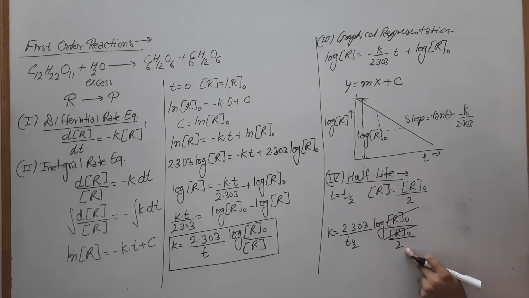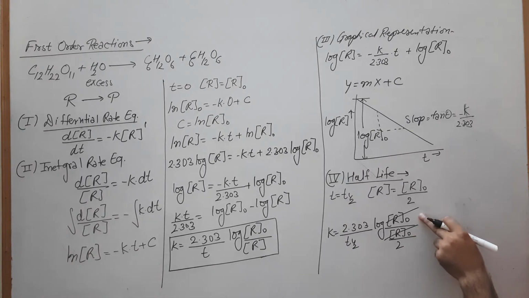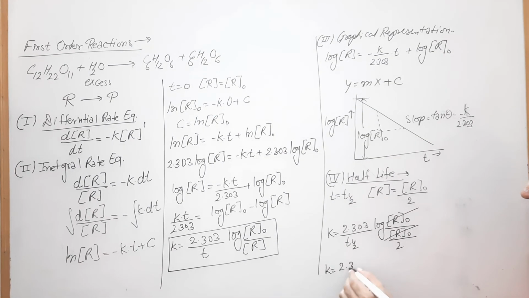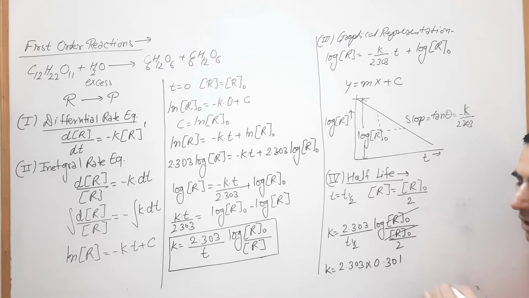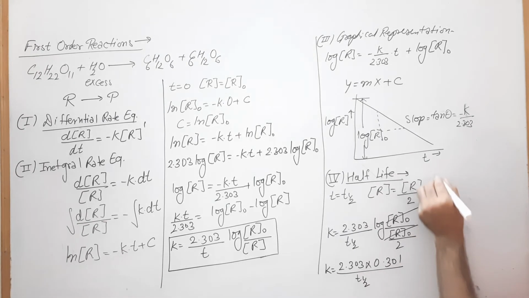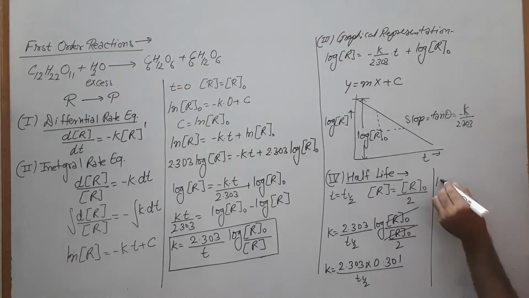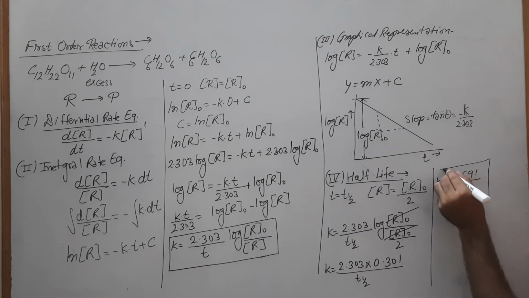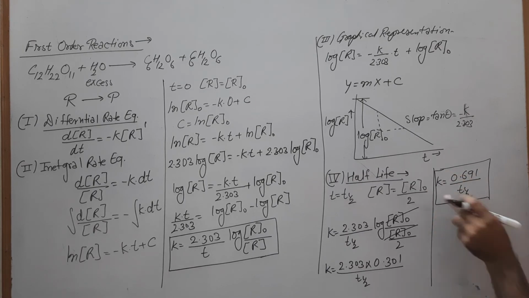The 2 present in divide form comes into multiply form, log 2, and the value of log 2 is 0.301. So k equals 2.303 times 0.301, the value of log 2, divided by t half. When you solve this one, your k equals 0.693 by t half. Look at this formula, we do not have R.